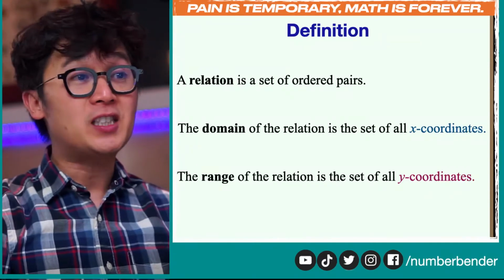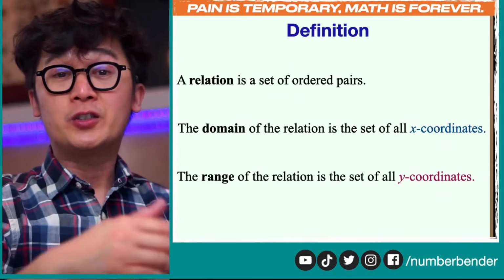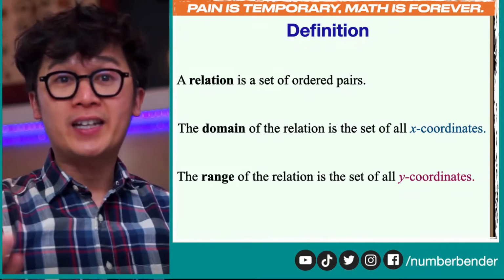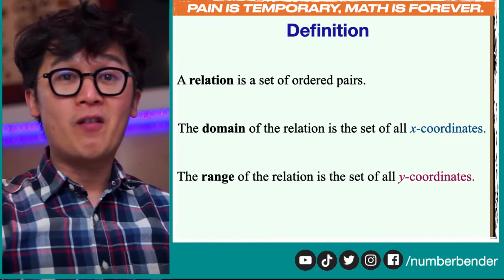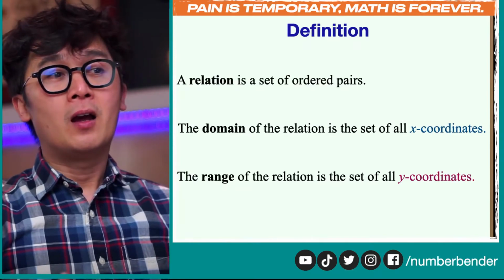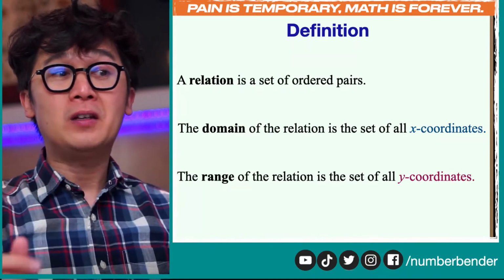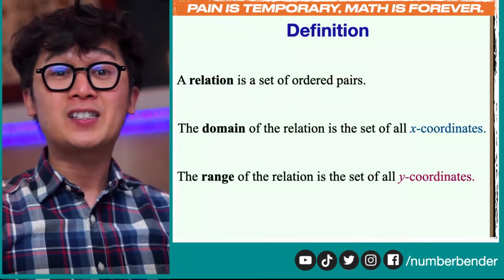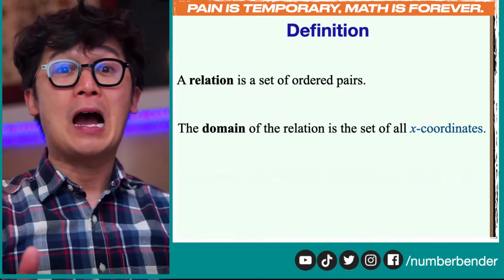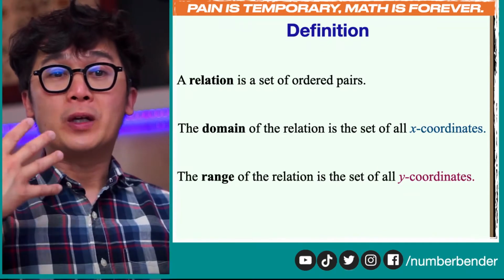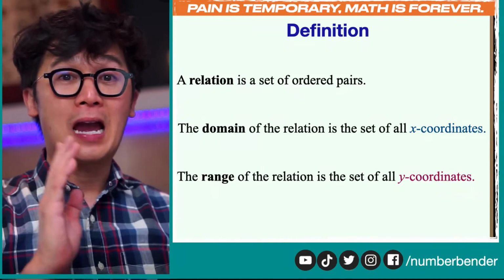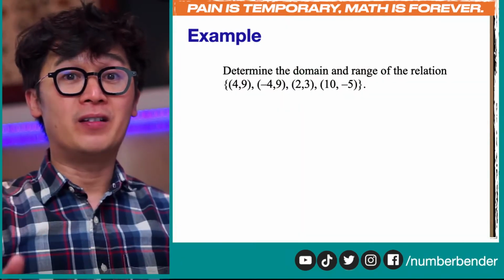So in mathematics, a relation is a set of ordered pairs. Ordered pairs are x and y coordinates that we commonly see in most of our math lessons, and we often hear the domain and the range of a function. Just remember that the domain of the relation is the set of all x coordinates. So if the x coordinates are our domain, our y coordinates would be our range. And this is how we represent relations in functions mathematically. We have the input and we have the output. We have the domain and we have its range.